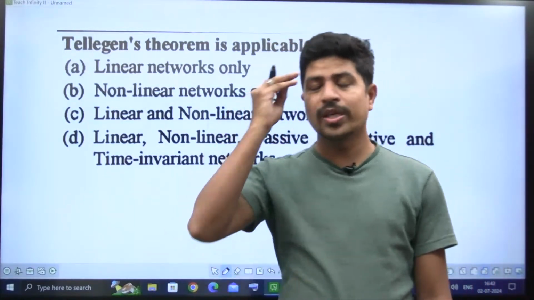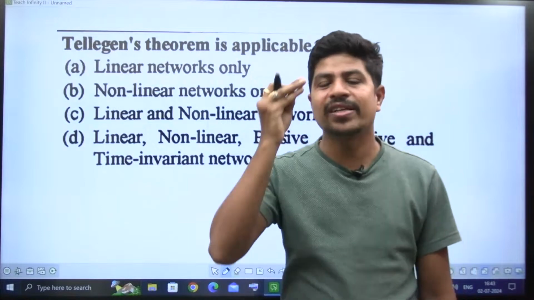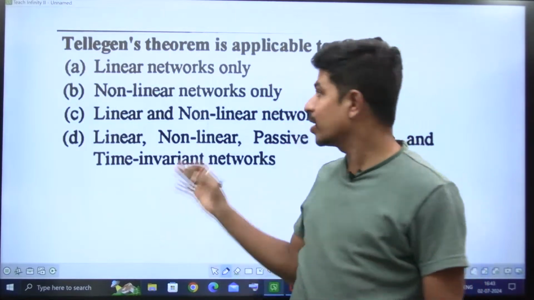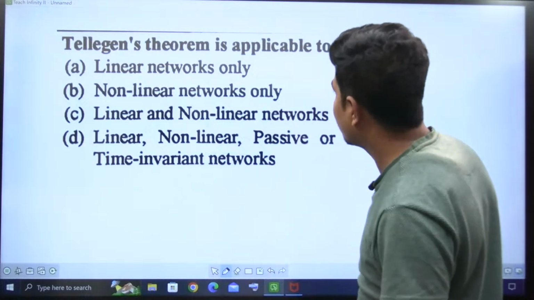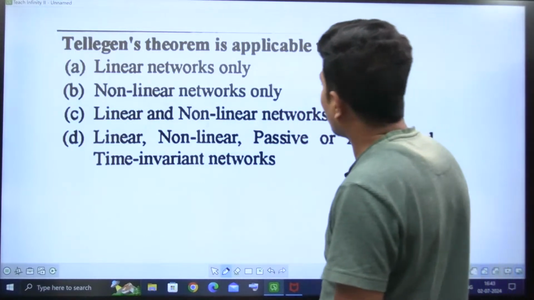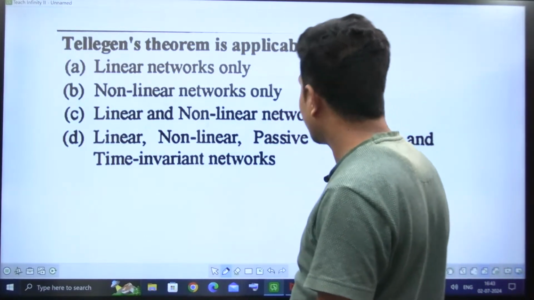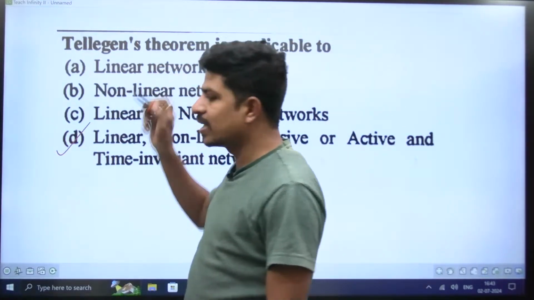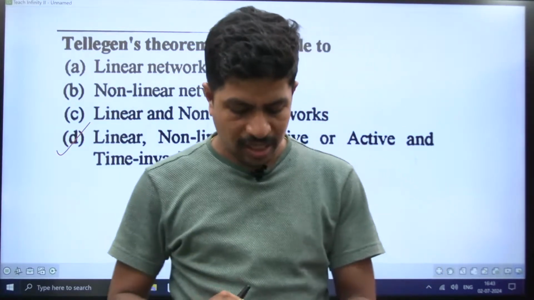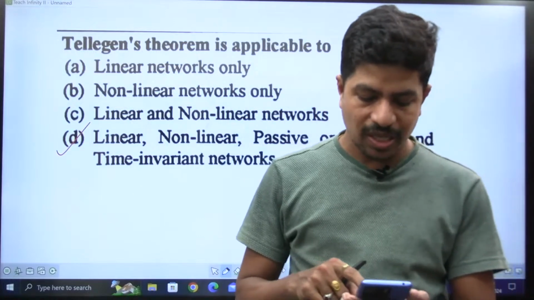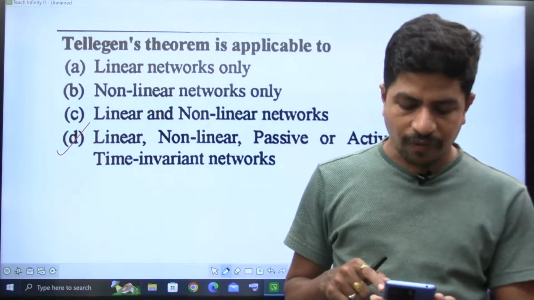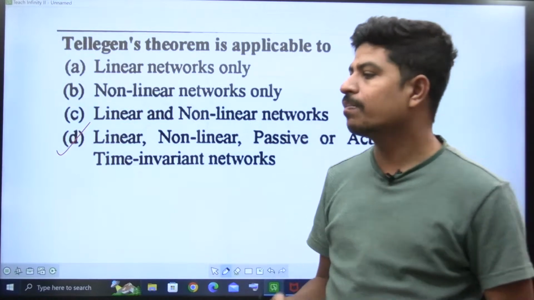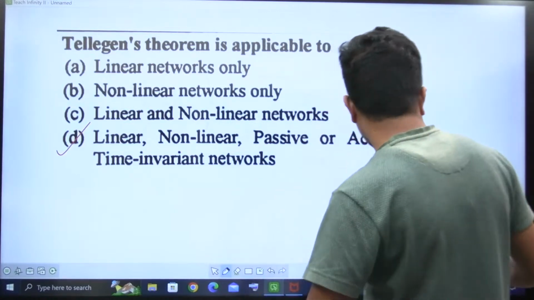Please do keep in your mind, Tellegen's theorem verifies the law of conservation of power or law of conservation of energy. Tellegen's theorem is applicable to linear, non-linear, passive or active, time-varying networks. Whatever it is, Tellegen's theorem must be applicable. Why? Because it is verifying the law of conservation of power. Right? Next question, please.